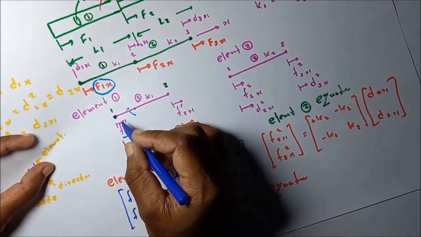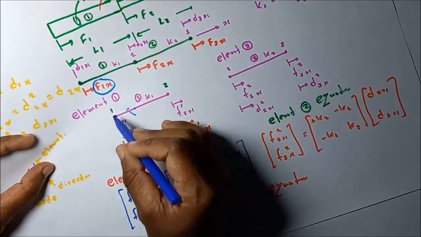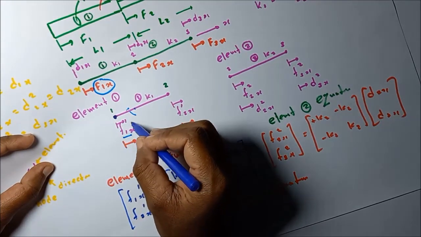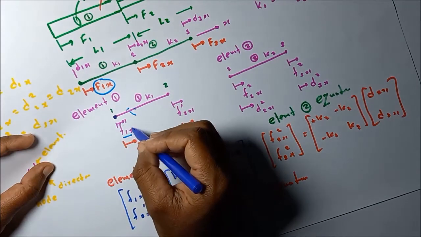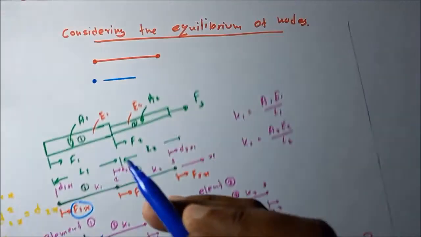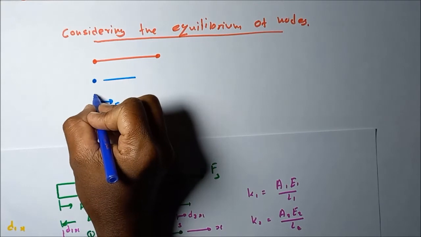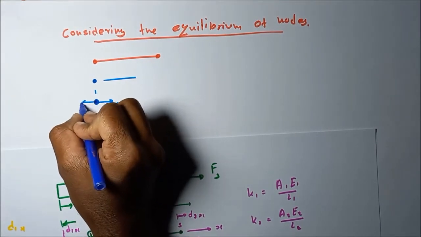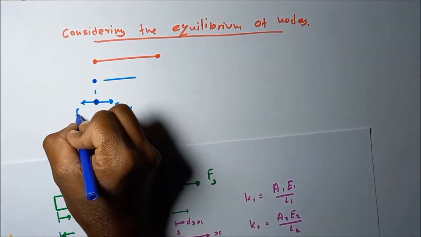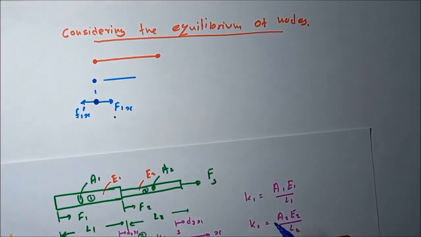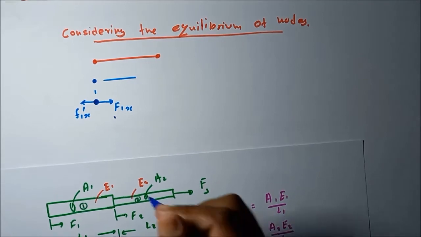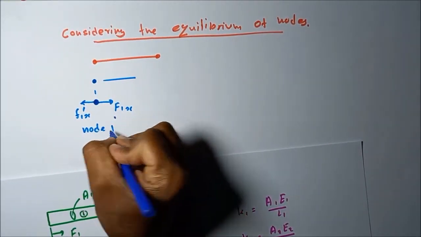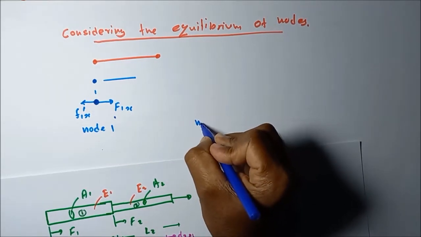Then what is the reaction force acting on the node from the line? It is equal in magnitude to this one, but opposite in direction. So if you take the first node, we represent this reaction force as F1x1. Here, node 1.